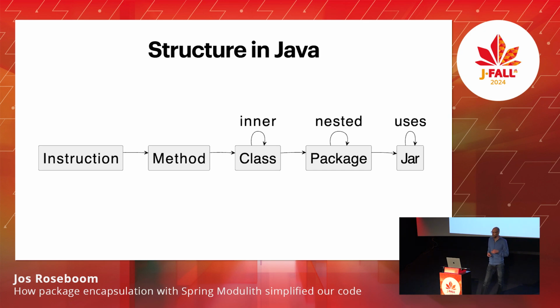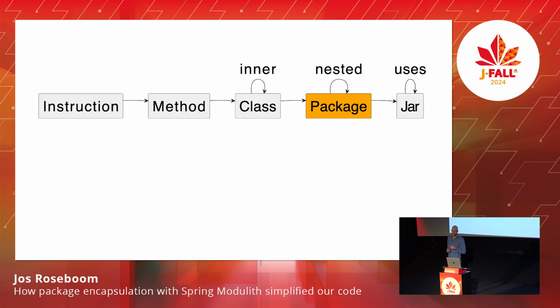If we apply that, we start with instructions like C is B plus A, and we group them into methods. We group those into a class, and we put the class in a package, and it ends up in a jar that we deploy as a runnable jar or as a WAR archive, something like that. All those groupings are important for the overall structure of your code and readability, but today I will just focus on the package level. So the decision we make what classes to put in a package and what package to put in other packages, so the nesting of it.